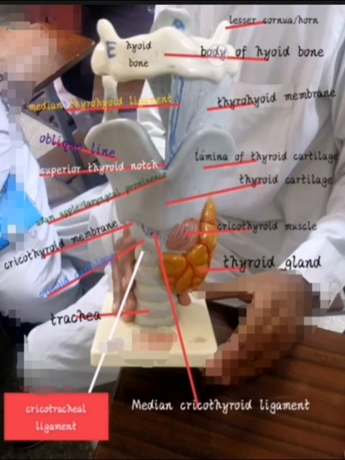So just revise all the points. We have hyoid bone, these are the lesser cornua or lesser horns. We have thyrohyoid membrane, median thyroid ligament, thyroid cartilage, oblique line, superior thyroid notch, Adam's apple, thyroid gland, trachea, cricoid cartilage, cricothyroid membrane, and cricothyroid ligament.